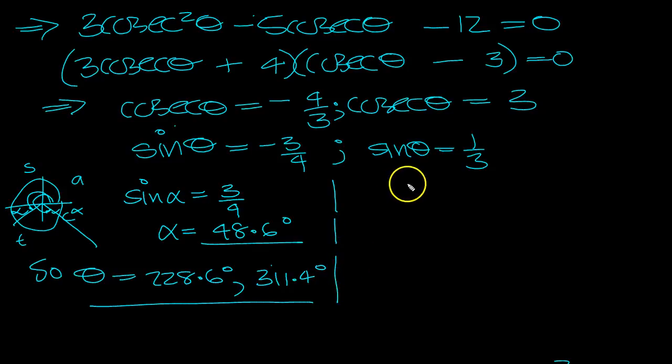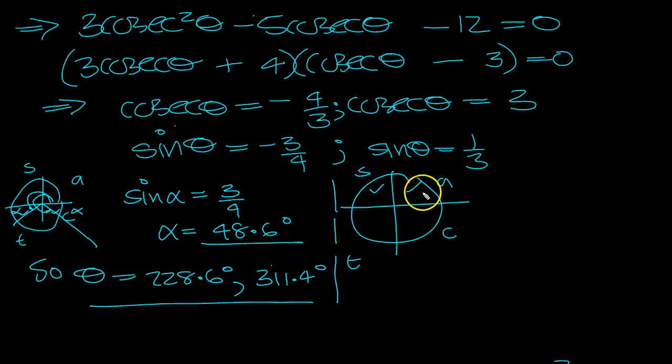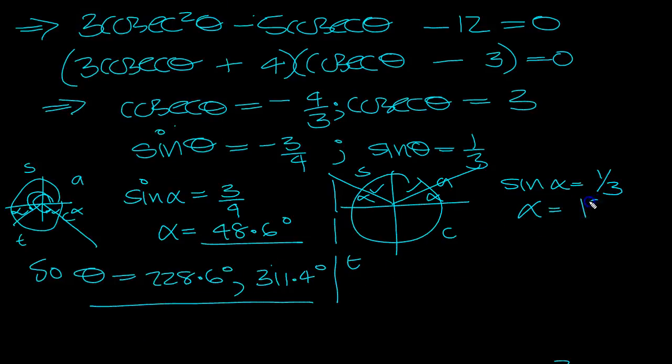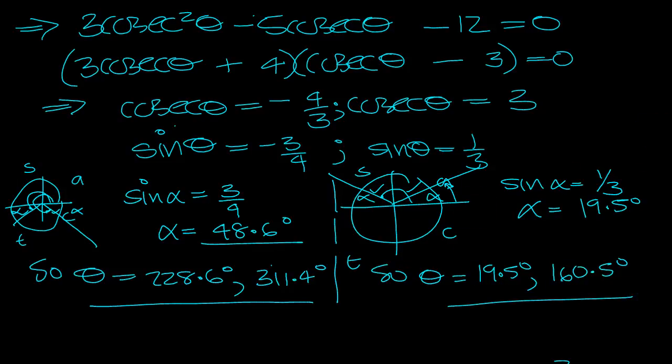Okay, next one. CAST. Sine is positive, which it is here and here. 2 lines. Again, alpha, the associated acute angle. Write down sine alpha is equal to 1/3. So alpha is shift sine 1/3. 1 divided by 3. 19.5 degrees. So theta is equal to, the first solution is round to here. And theta, the next one, is 180 minus 19.5, so it's 160.5 degrees. And there's our solutions for theta.